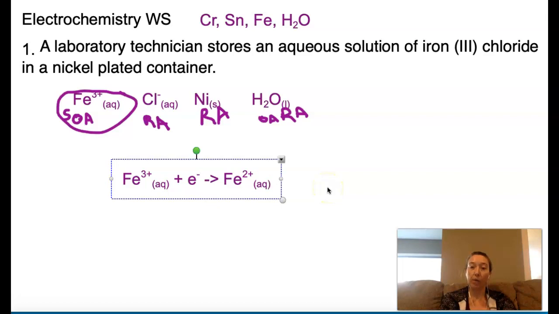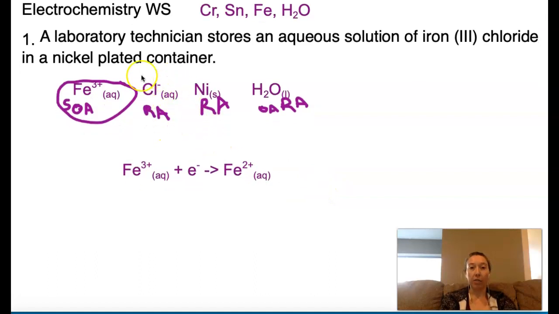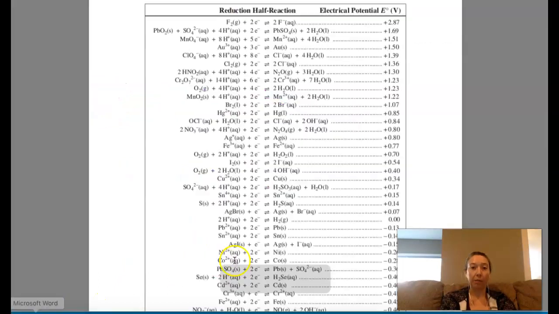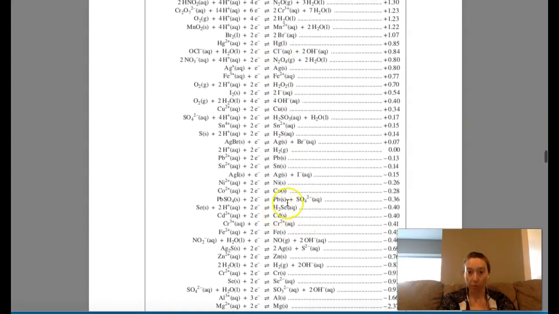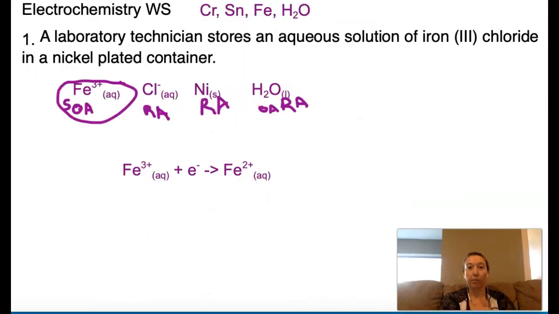Okay, so now we have one of our half reactions. We've identified the SOA. The next thing we need to do is find the SRA. So our RA is either going to be the chloride, the nickel, or the water. So we go back to our data table, and now we're going to start at the bottom of the page, and we're going to scan our way up until we hit one of those things. Okay, first one we hit is right here. It's the nickel. So I'm just going to circle that. So the nickel is going to be our strongest reducing agent. So we go back to here. We now know that our strongest reducing agent is the nickel.